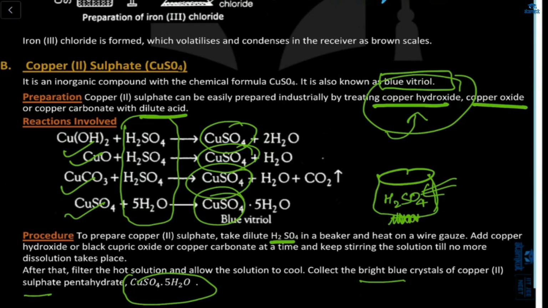Okay. And what about copper sulfate? Copper sulfate is made of copper hydroxide, oxide or carbonate, and we have to keep the dilute acid in the beaker, and then mix in the copper hydroxide and stir it, right? Yes, ma'am. So we stir the solution, and at last what will we collect? We'll collect the bright blue crystals. So that's why this is known as blue vitriol.